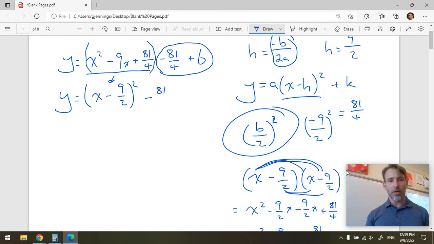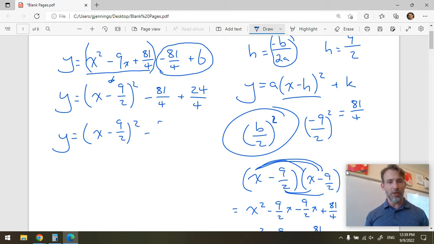Minus 81 over 4 plus 24 over 4. All I do is convert that 6 to a fraction which has a common denominator. 24 over 4 is 6. And then I can add them together. Negative 81 plus 24 is negative 57. So this is y is equal to x minus 9 over 2 squared minus 57 over 4.